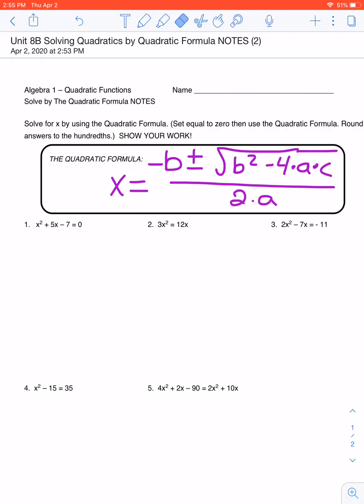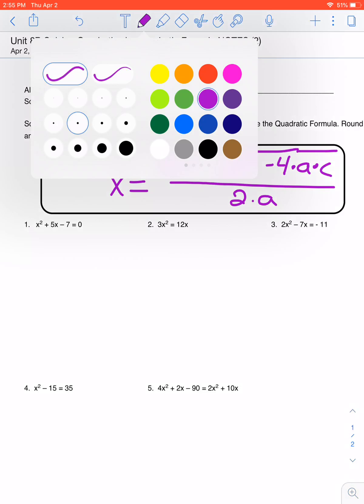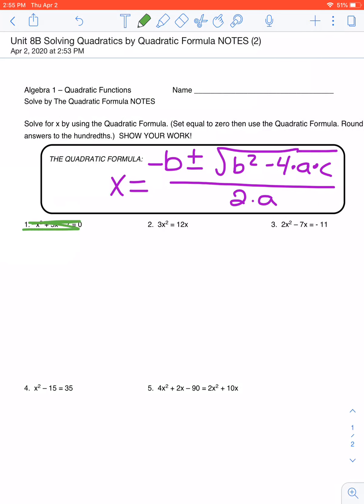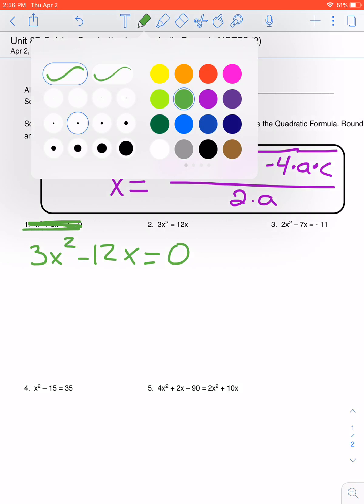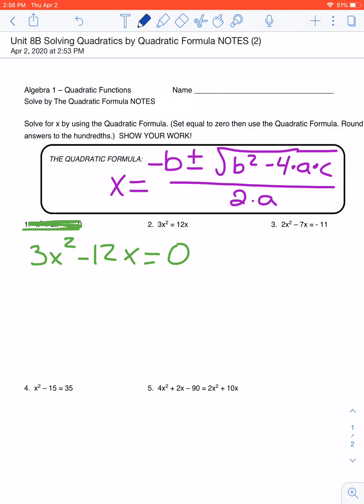So the first thing I want to do in order to use the quadratic formula is one side of the equation has to be equal to 0. If it's not equal to 0, I have to make it equal 0. So again, I'm going to do number 2. I'm going to get that 12x on the other side. So when I do that, I get 3x squared minus 12x equals 0. Then if you're looking at that problem, you're like, wait, there's a GCF there. Both of those terms share 3. Exactly right. So instead of pulling out the GCF, from here I'm just going to divide by it. And when I divide both sides by it, I end up with x squared minus 4x equals 0.